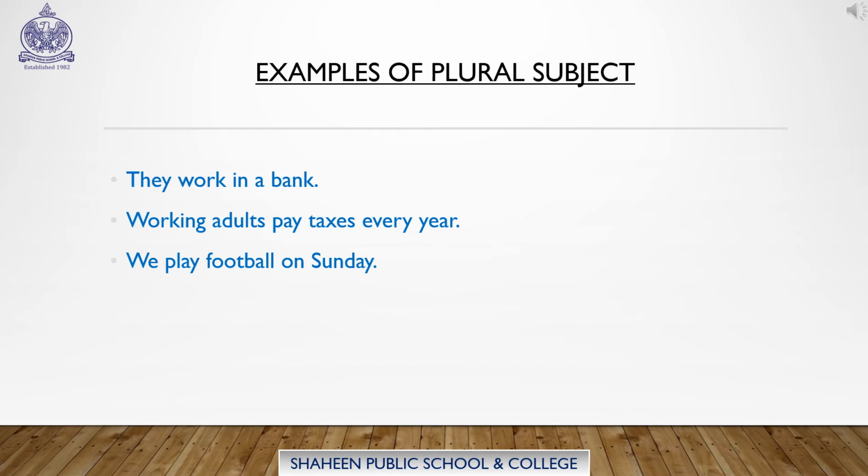Examples of plural subject: they work in a bank, working adults pay taxes every year, we play football on Sunday. Here the subjects they, working adults, and we, these all are plural subjects, so that's why we are not using any s or es with the verb.